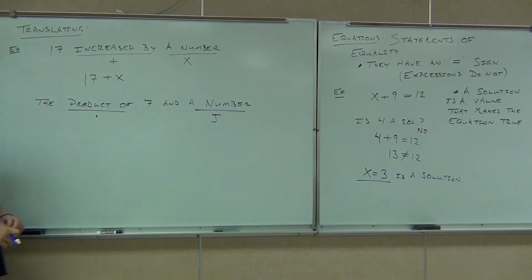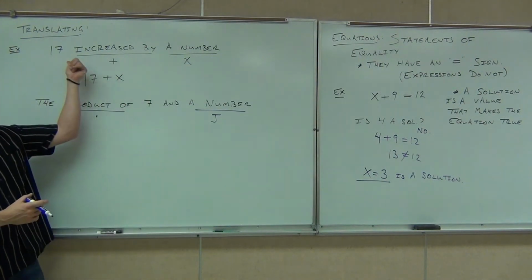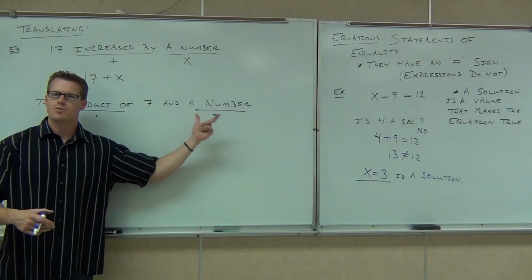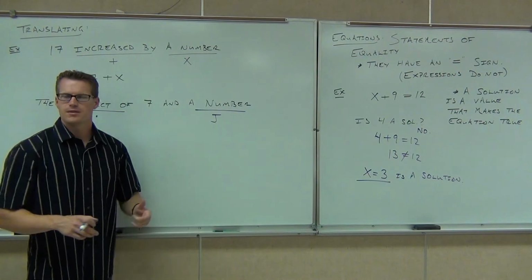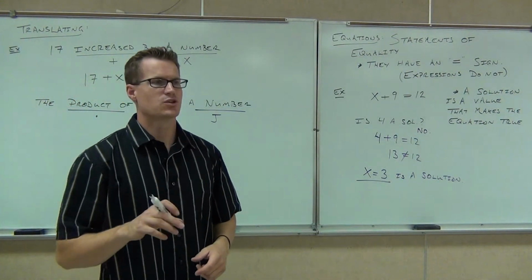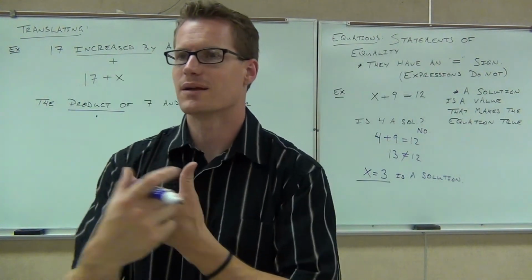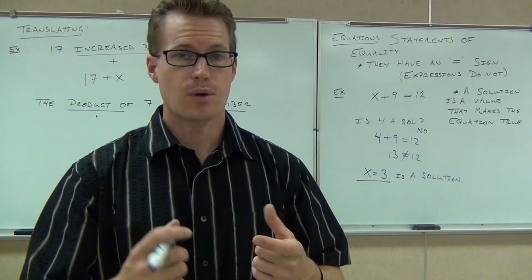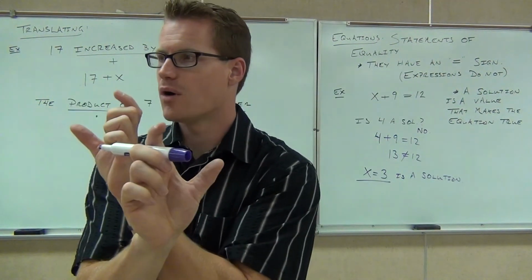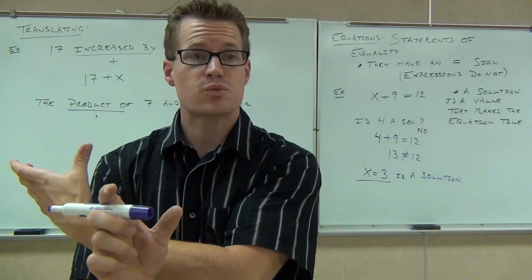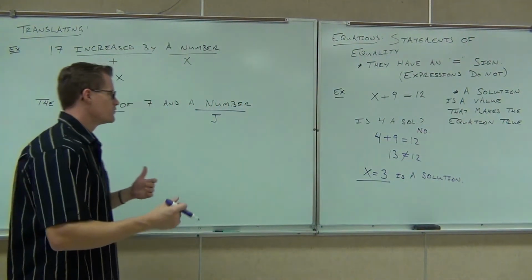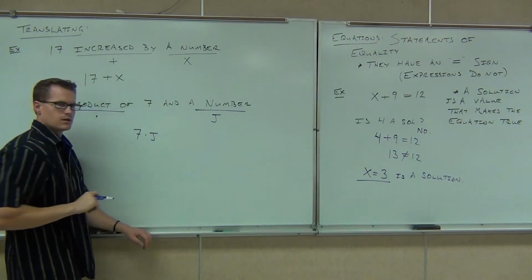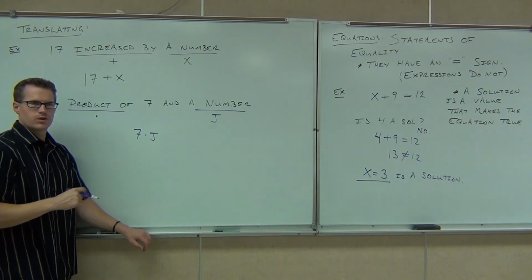So the product of 7 and a number. Now this one's a little bit different than this because the increased by gave the number first. This one says the product of, and then it gives you two things. These go in the same order that they're written. Please listen carefully. This is not always the case. Sometimes you're going to get some things that look like they're backwards. This happens when you do more than or less than. Those things are written in a sentence, but you have to write them in what you are going to think is a backwards way. This one's written in the appropriate order. So here we're going to do the product of 7 and a number. It's just going to be 7 times J, and we're going to get 7J. We don't really write the times between there.